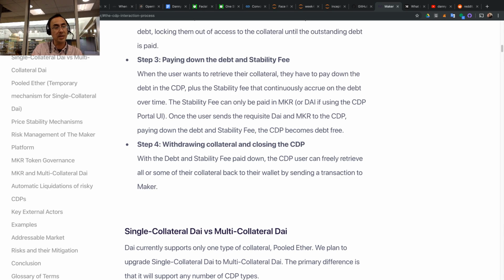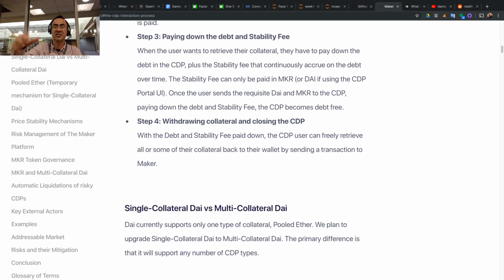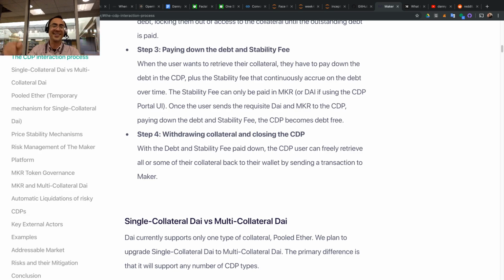Okay, so you can pay in two currencies. Maker is another currency from the Maker platform, or you can use DAI if using the CDP portal. Once the user sends the requisite DAI and Maker to the CDP, paying down the debt and stability fee, the CDP becomes debt-free. And then they will release the collateralized ETH to you, and you get your ETH back, right? You're happy. Okay.